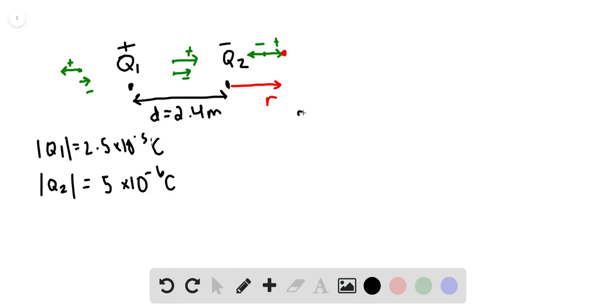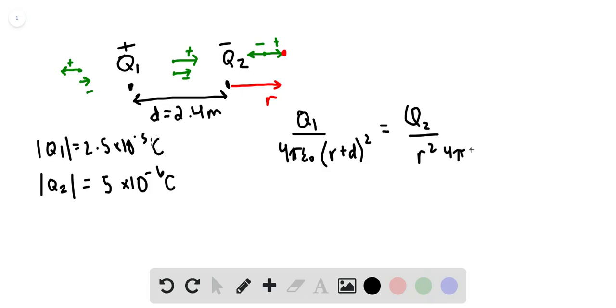So the field due to Q1 is just Q1 over 4 pi epsilon naught times the distance from Q1 squared, which is just r plus d squared. And then the field due to Q2 is going to be Q2 over 4 pi epsilon naught r squared, since Q2 is only a distance r away. Didn't quite leave enough room to write it. Okay, and then basically I just did a bunch of algebraic manipulation. So cancel. I guess I can just write it.